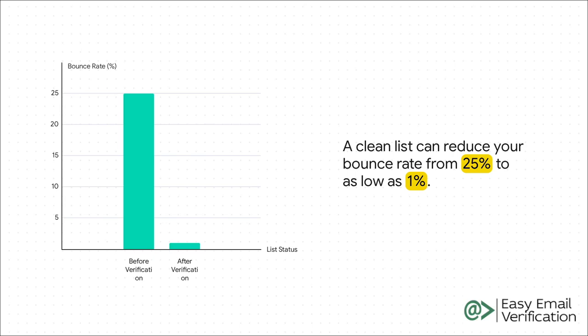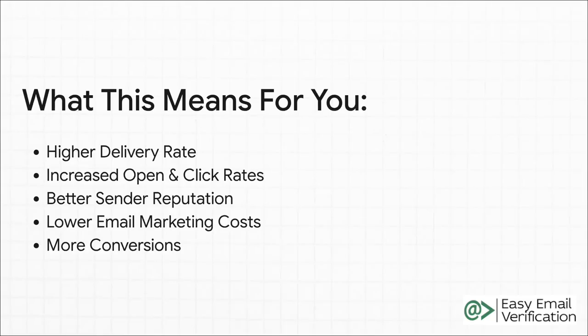On the left, you've got a bounce rate of 25% from a messy, unverified list. And on the right, after a good cleaning, it plummets to just 1%. That one change creates a massive positive ripple effect across all of your other metrics. So what does dropping your bounce rate like that actually mean for you?